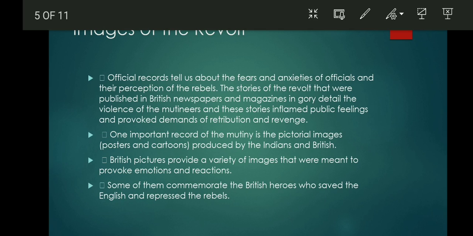That means the English newspapers and magazines used to depict the Britishers as the heroes and the Indians as the villains. One important record of the mutiny is the pictorial image, like posters and cartoons, produced by Indians as well as the Britishers. British pictures provide a variety of images that were meant to provoke emotions and reactions. Some of them commemorate the British heroes who saved the English and repressed the rebels, and those Englishmen were called the saviors of the Europeans.